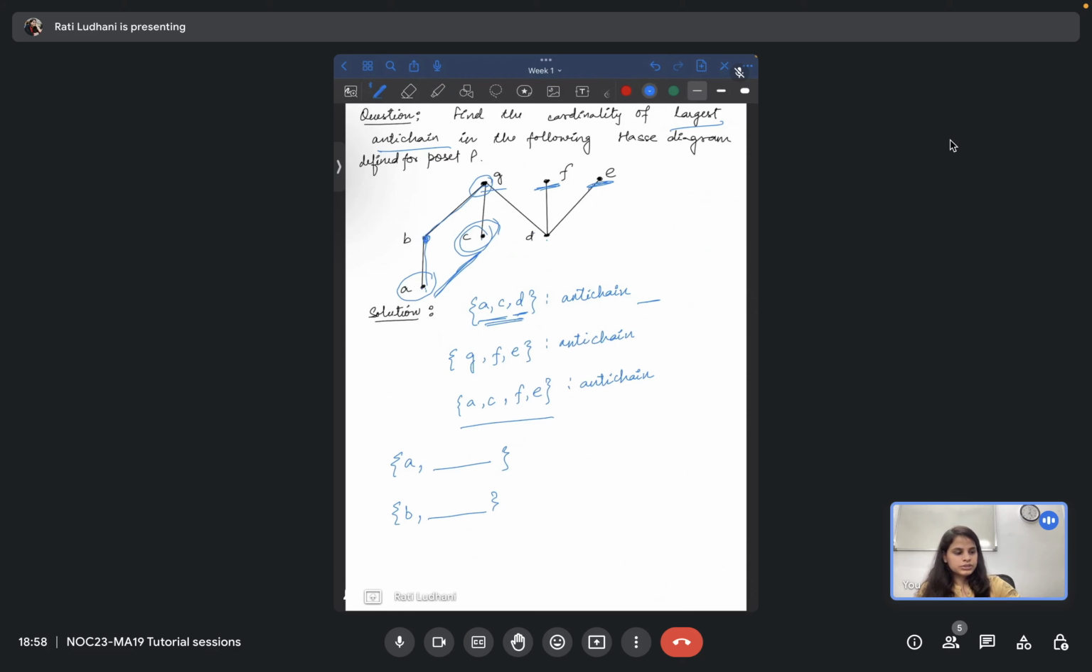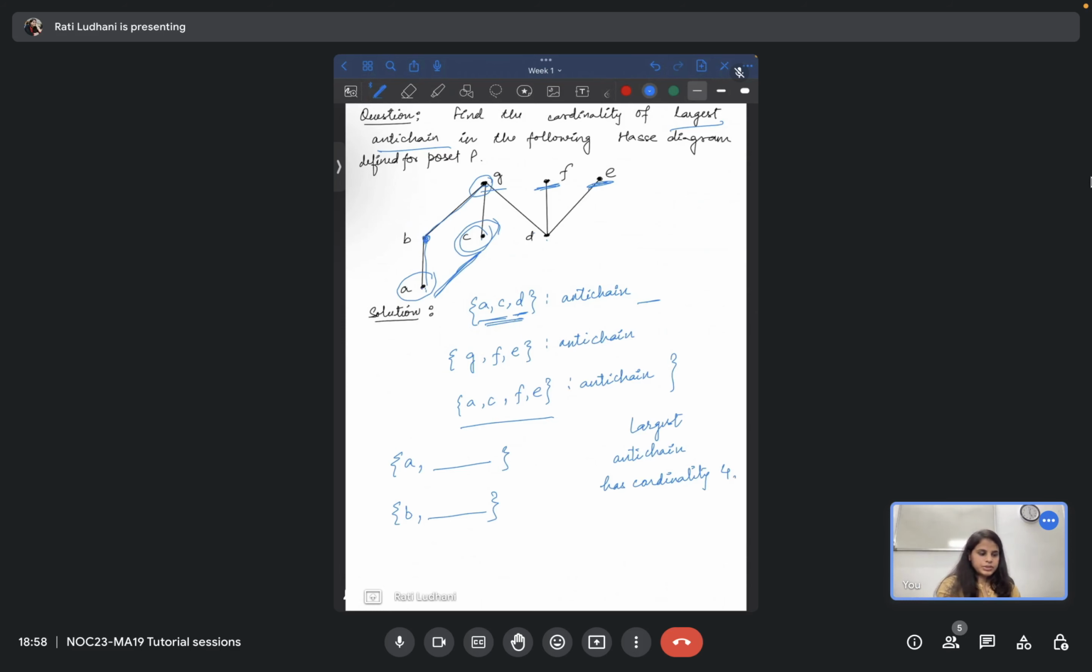So I'm saying this is your maximal. Maximal is the largest. Basically we need the cardinality. So the largest antichain has cardinality 4. Okay, is that okay? Do you have any question on this? Is that okay?